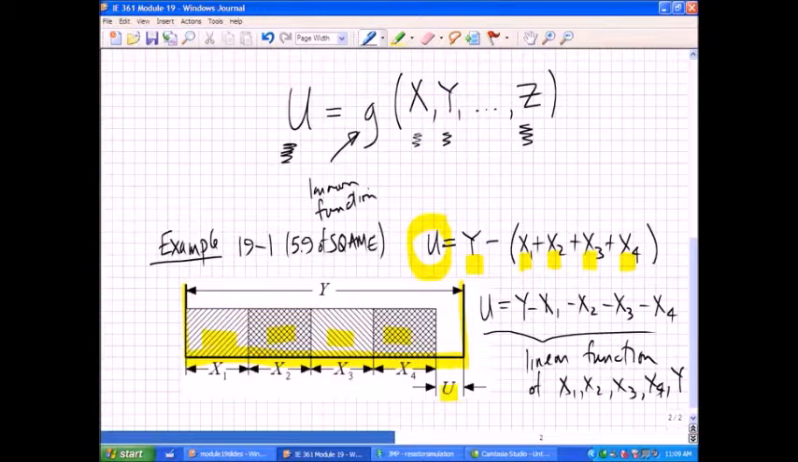And that makes this little example particularly easy to deal with. But the basic idea here is that geometry tells me how an output varies in terms of some inputs by giving me a known function for U in terms of the inputs.